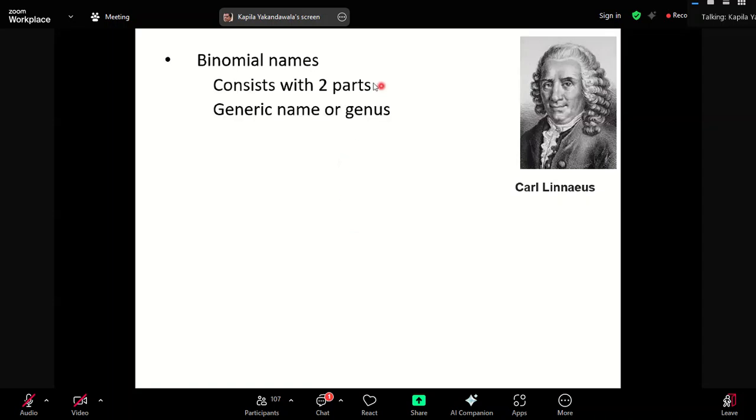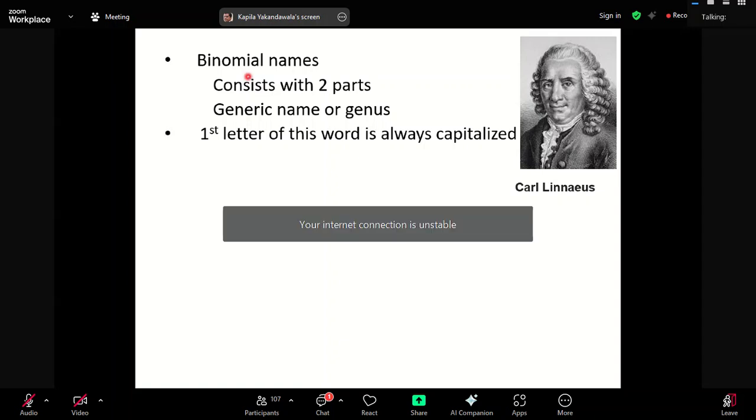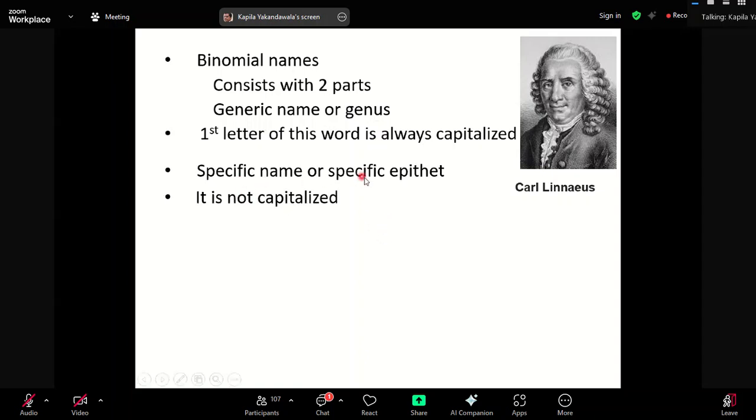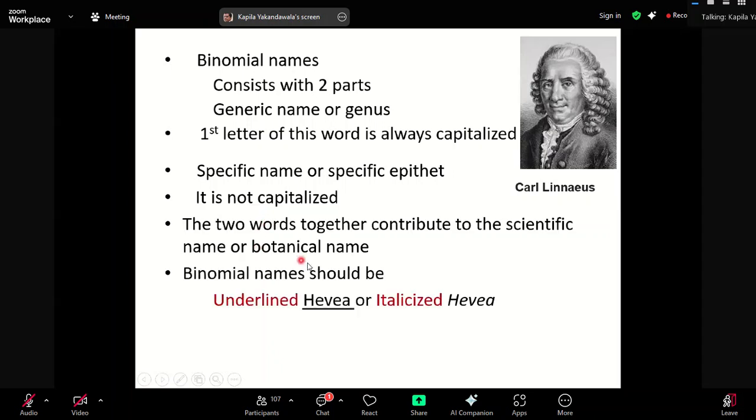He proposed to give two names for a plant or an animal, two parts. Generic name, or we call genus, and the specific name, or we call specific epithet. So when you write the genus name, the first letter is always capitalized. But the species name is not capitalized. So the two words together contribute to the botanical name.